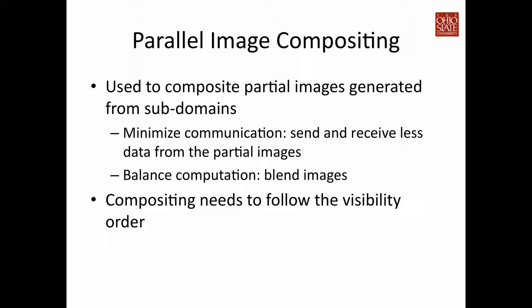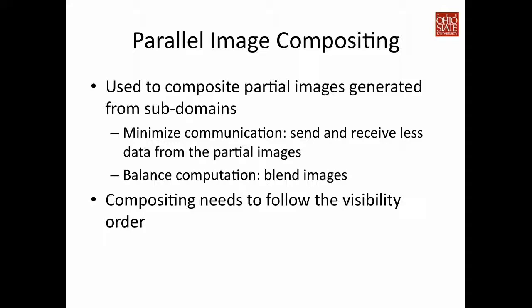Just like many other parallel algorithms, the important goal for designing an efficient image compositing algorithm is to minimize communication. What is the communication? The communication is caused by the need to send and receive images among the processors that generate partial images. We want to minimize it, that is, we want to send and receive less data. The other goal is to balance computation, that is, we want to avoid having a small set of processors doing all the blending work. We want to make everybody equally busy as we are putting all those partial images together.